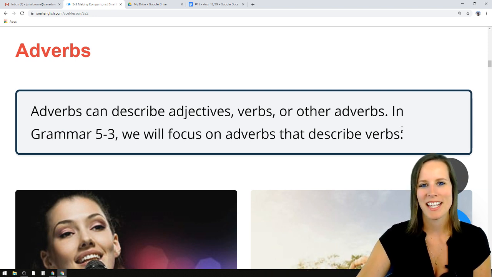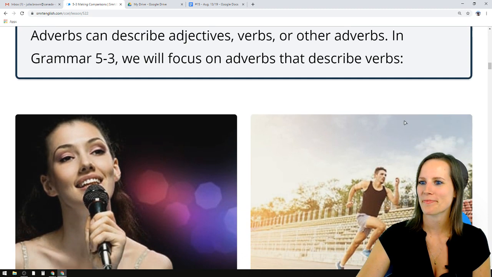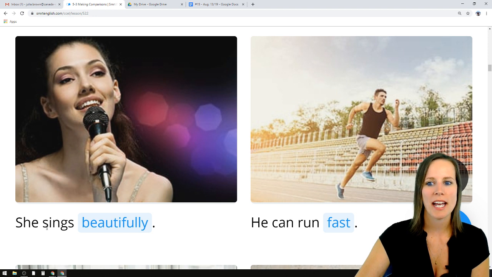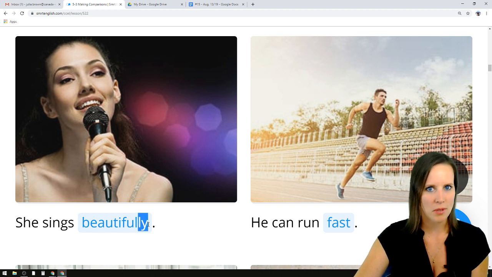Hello, Miro. Thank you. Just getting started. For example, here we have a verb, sings. How does she sing? She sings beautifully. Okay, so beautifully, ly, as you know, is a really common adverb.